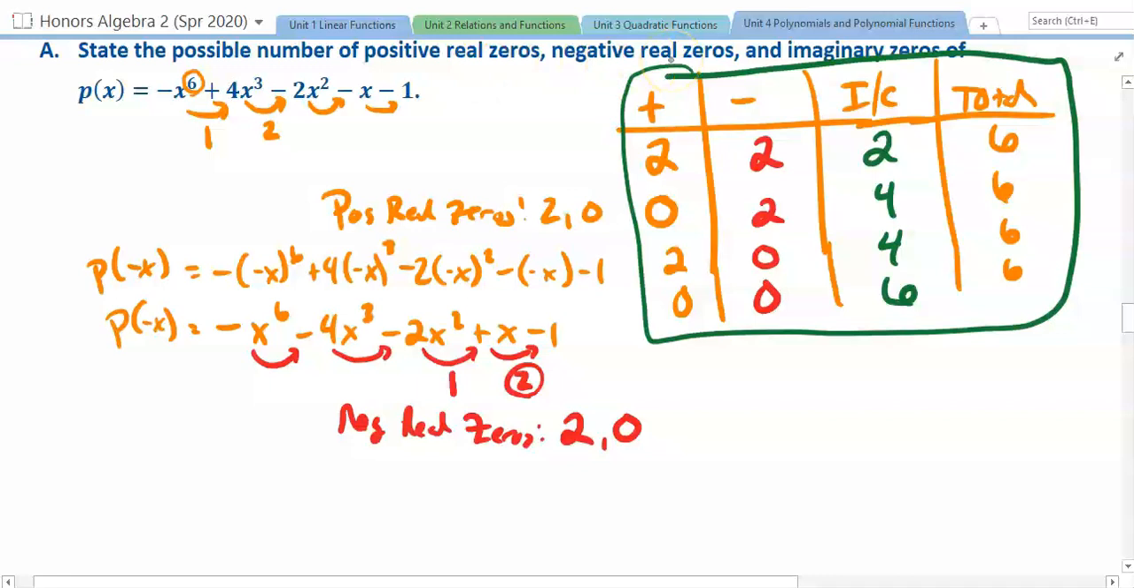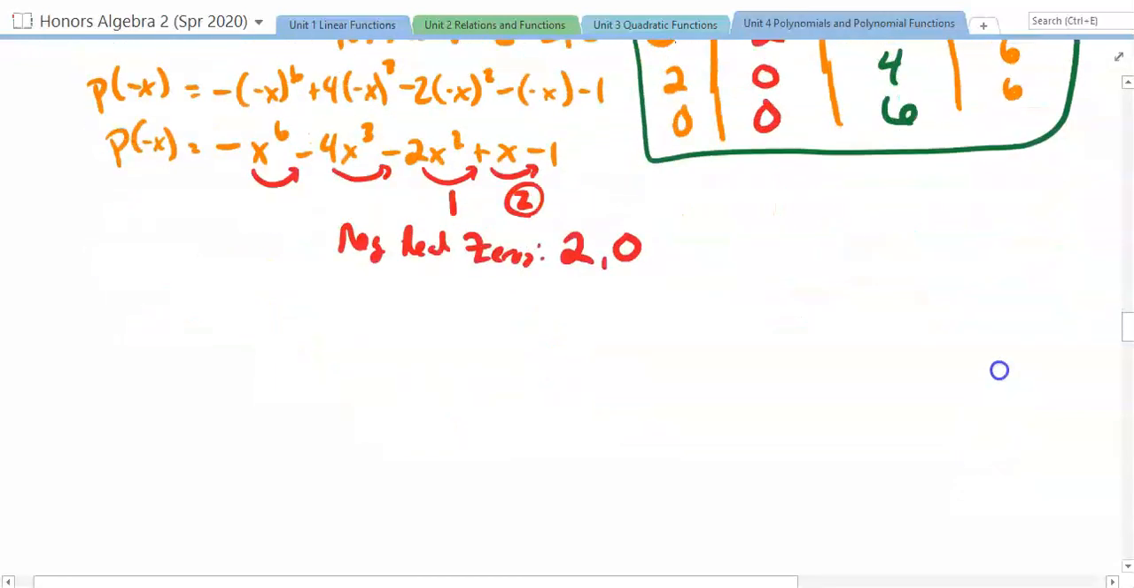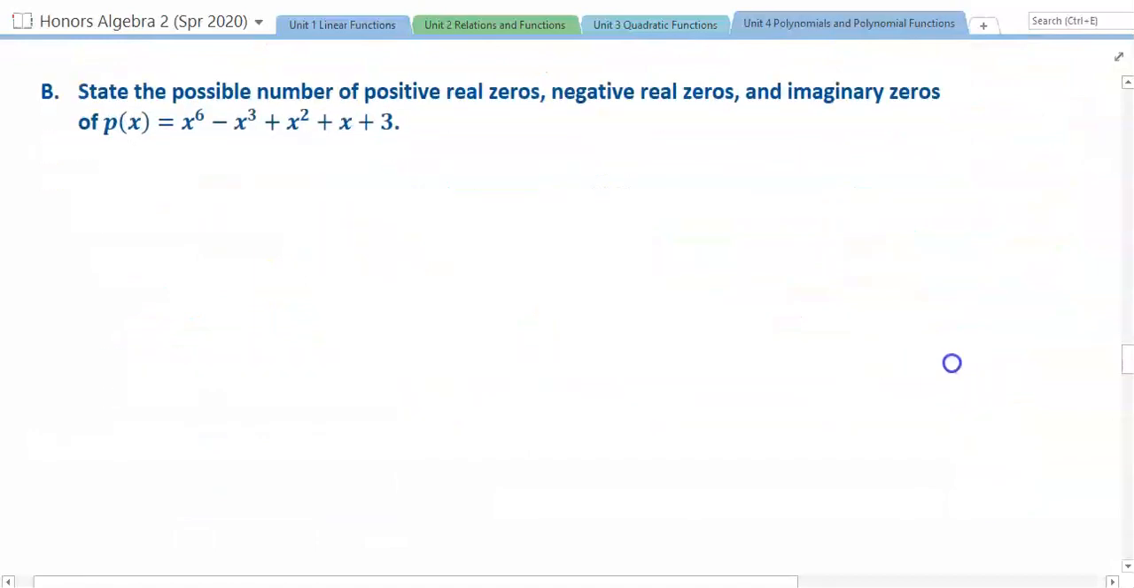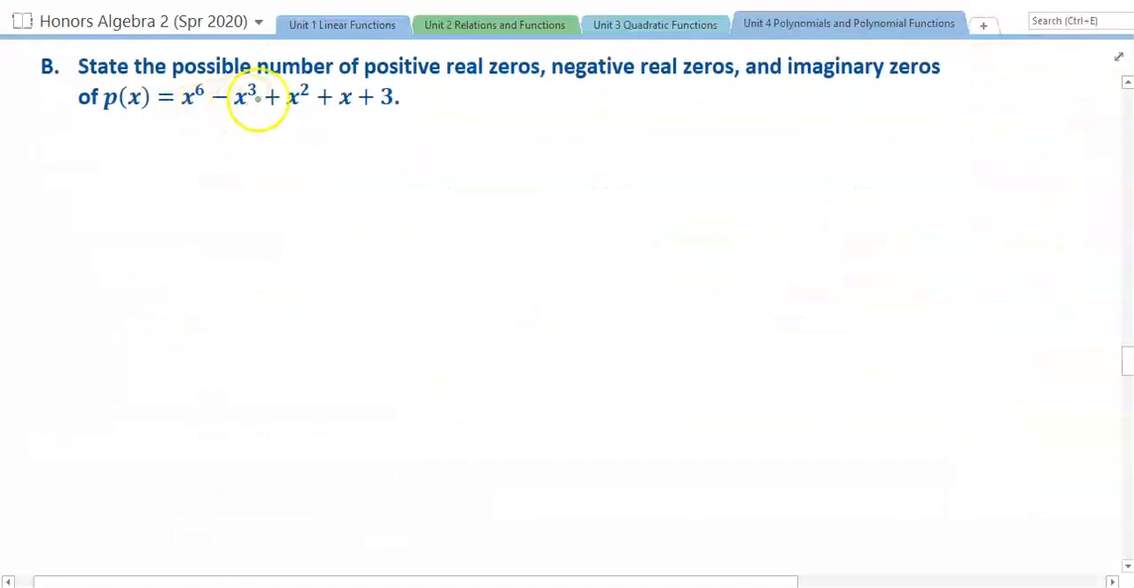Now, could we graph the function and narrow this down and know what it's going to be? Sure. But Descartes' rule of signs allows us to know the possibilities of what we have before we even do any major lifting to this problem. Okay? So let's look at a second example. So we've got x to the 6th minus x to the 3rd plus x squared plus x plus 3.